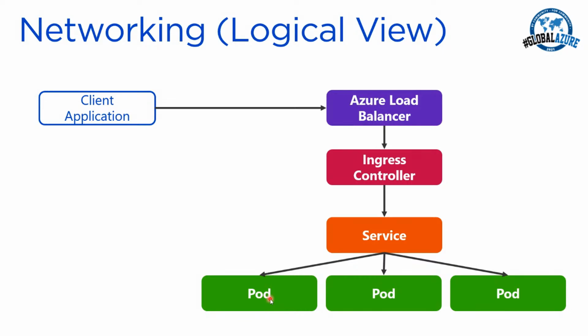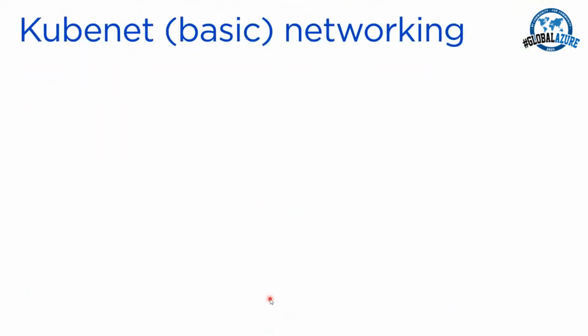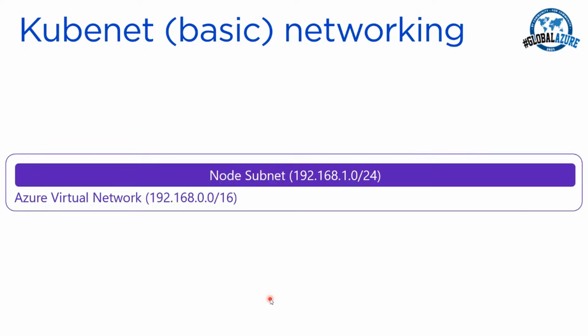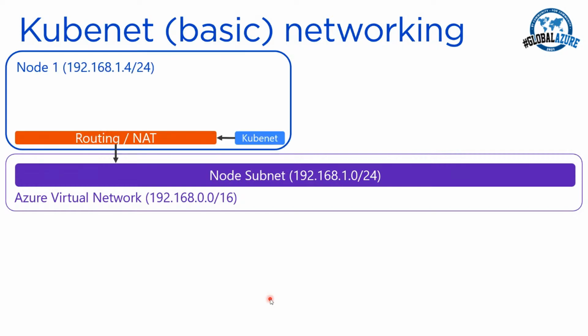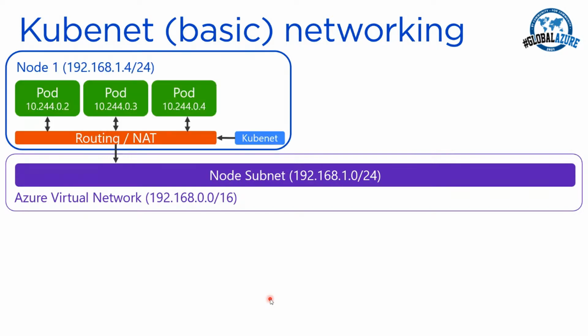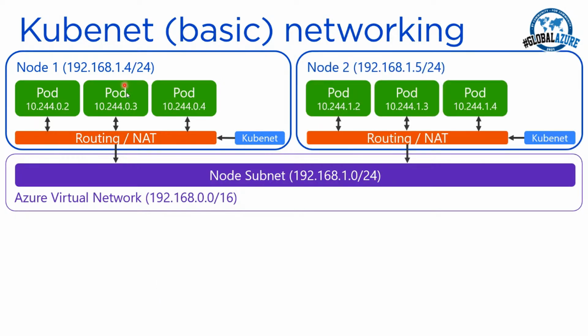But there are two different ways you can achieve that. There is one configuration approach, which is called basic networking. And this is also called kubenet. The big difference here, and this is also the default, is that it uses the NAT features. So as you can see, if you have a node subnet where all your VMs are put in, we have a dedicated address range for the pod instances, and there is a routing NAT controller in between dealing with it.